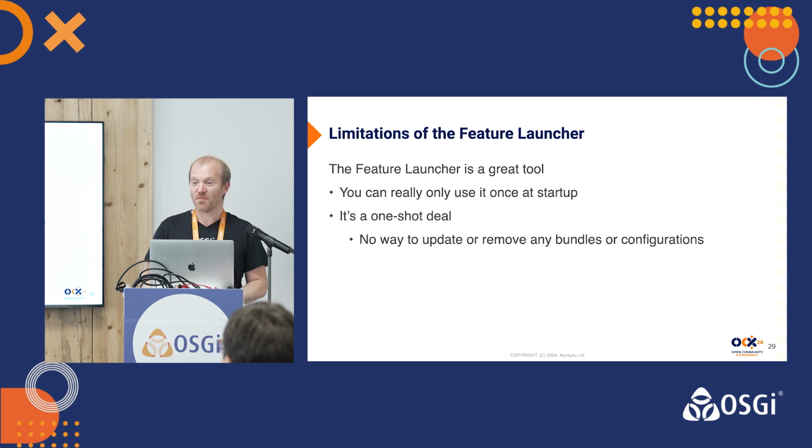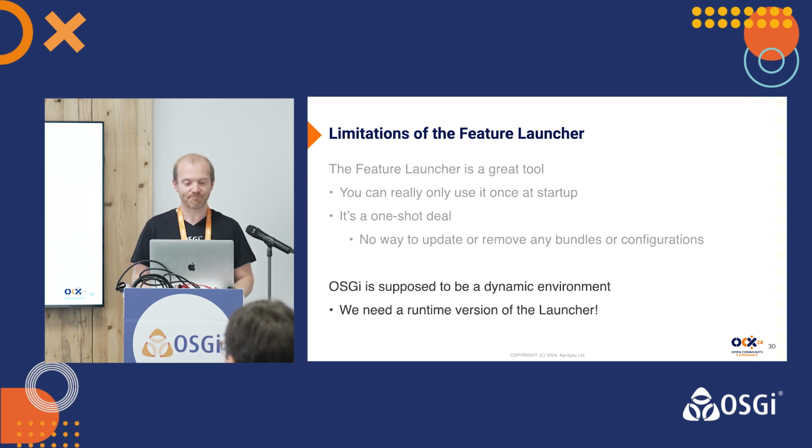So you may have noticed that the demos so far have been pretty basic. The feature launcher is great, but it has a very simple use case, which is it's a one-shot startup deal. It's about bootstrapping your framework, and after you've done it, there's not really anything else for the feature launcher to do. There is no way that you are going to change the bundles that have been deployed. But OSGi is supposed to be this dynamic environment. We need a runtime version of the launcher if we are going to take advantage of this dynamic environment.